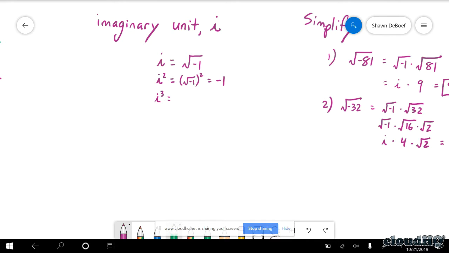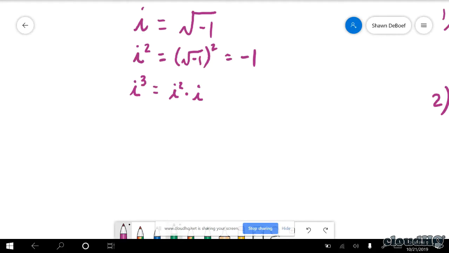So i is just simplified. i is i, but i squared becomes -1. i to the third. You can break i to the third down this way. You can think of it as i squared times i. i squared times i is i to the third. We know that i squared is -1, times i becomes just -i.